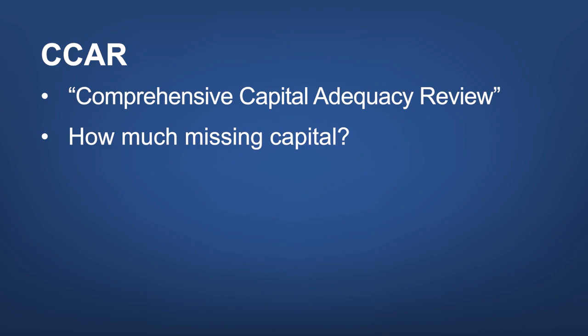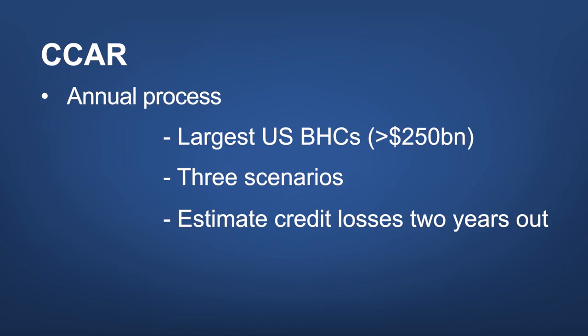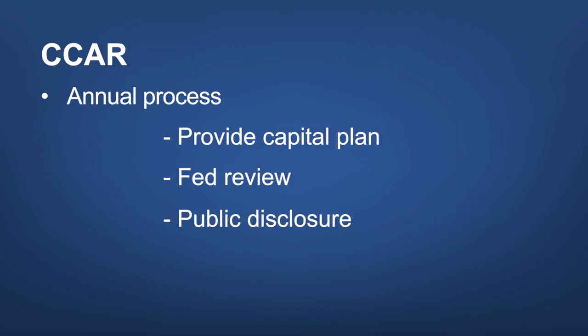Given the success of the SCAP, regulators have made stress tests ongoing for the largest banks. This is called the Comprehensive Capital Adequacy Review, or CCAR. It addresses the same issue. How much capital is missing in a worst-case scenario? They happen once a year. There are 3 scenarios. Banks are expected to forecast losses 2 years ahead, and they continue to provide a capital plan for Fed review and public disclosure. The belief here is that financial markets will discipline banks that fail the test.